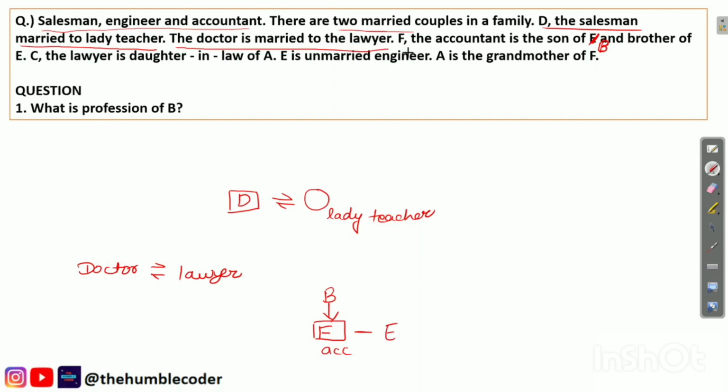Let's read the statement further. So we have done this. F, the accountant, is the son of E and brother of E, son of B and brother of E. Next is C, the lawyer, is daughter-in-law of A. Okay, so C is the lawyer and is daughter-in-law of A. So first of all, this is the one married couple, this is the second married couple, and C is the daughter-in-law of A. So let us try to figure out where can we fit C.